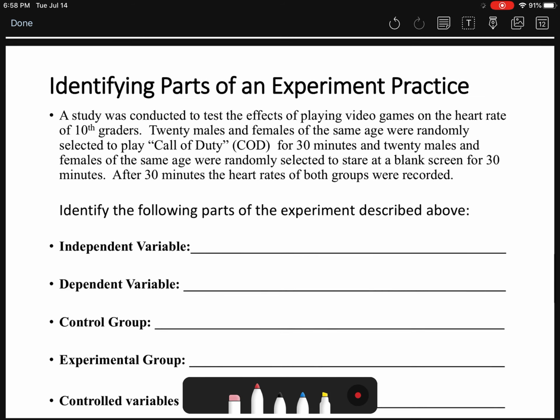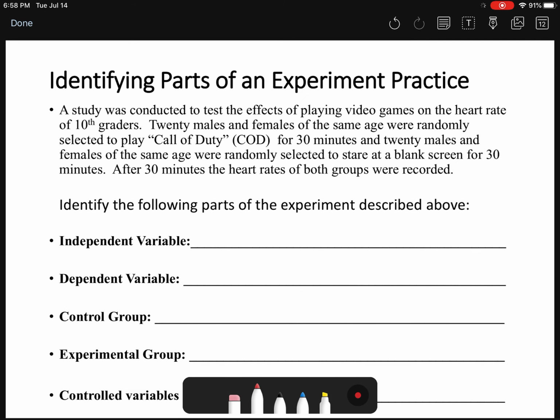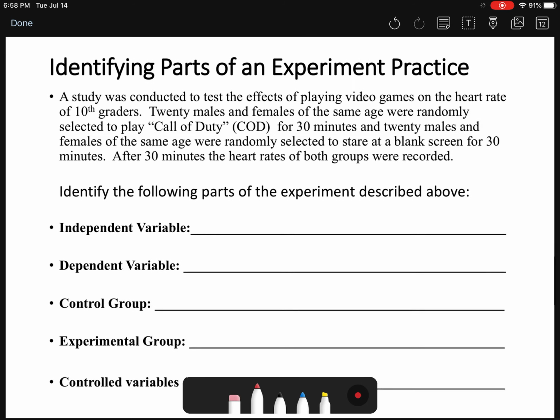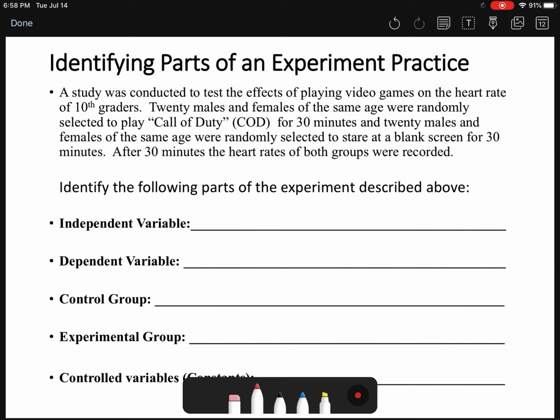So we're going to do a little practice here. A study was conducted to test the effects of playing video games on the heart rate of 10th graders. Does this example sound familiar? 20 males and females of the same age were randomly selected to play Call of Duty.